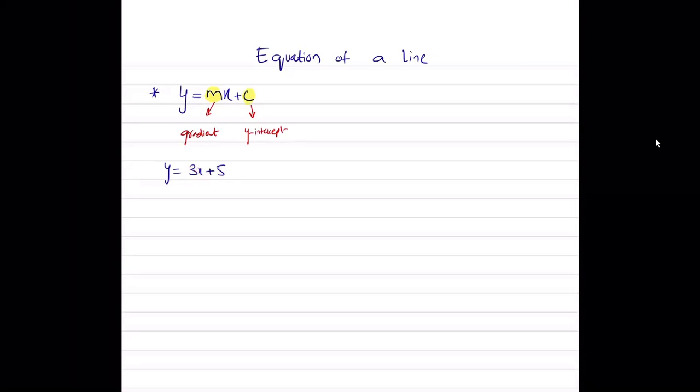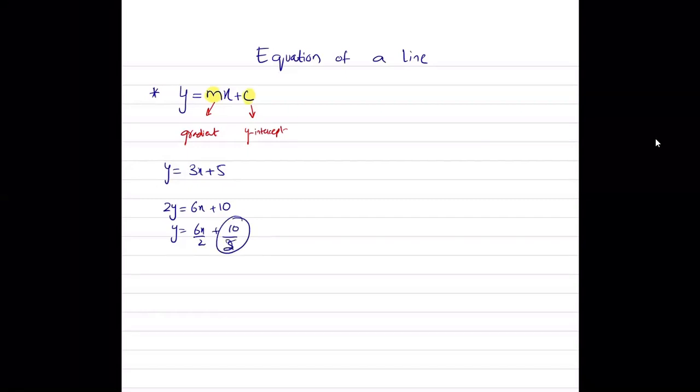Now, if the equation was 2y equals 6x plus 10, what is going to be the y-intercept? The y-intercept would still be 5, because we are going to make y the subject every time and then figure out the y-intercept. So 10 over 2, 5.